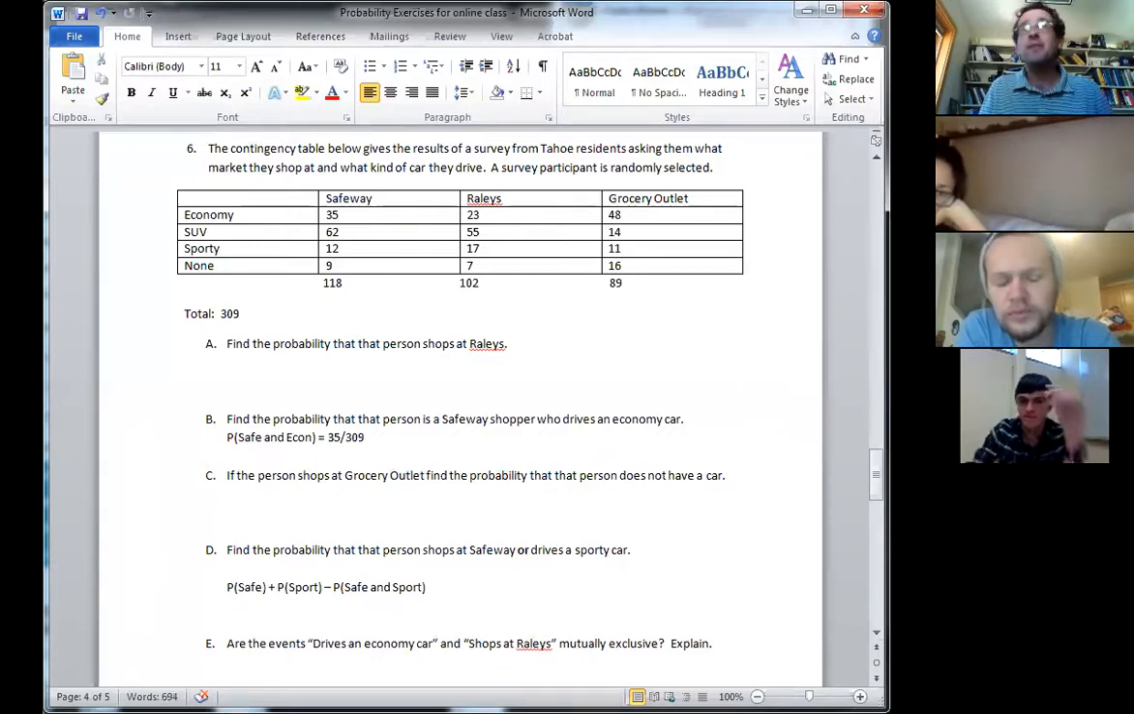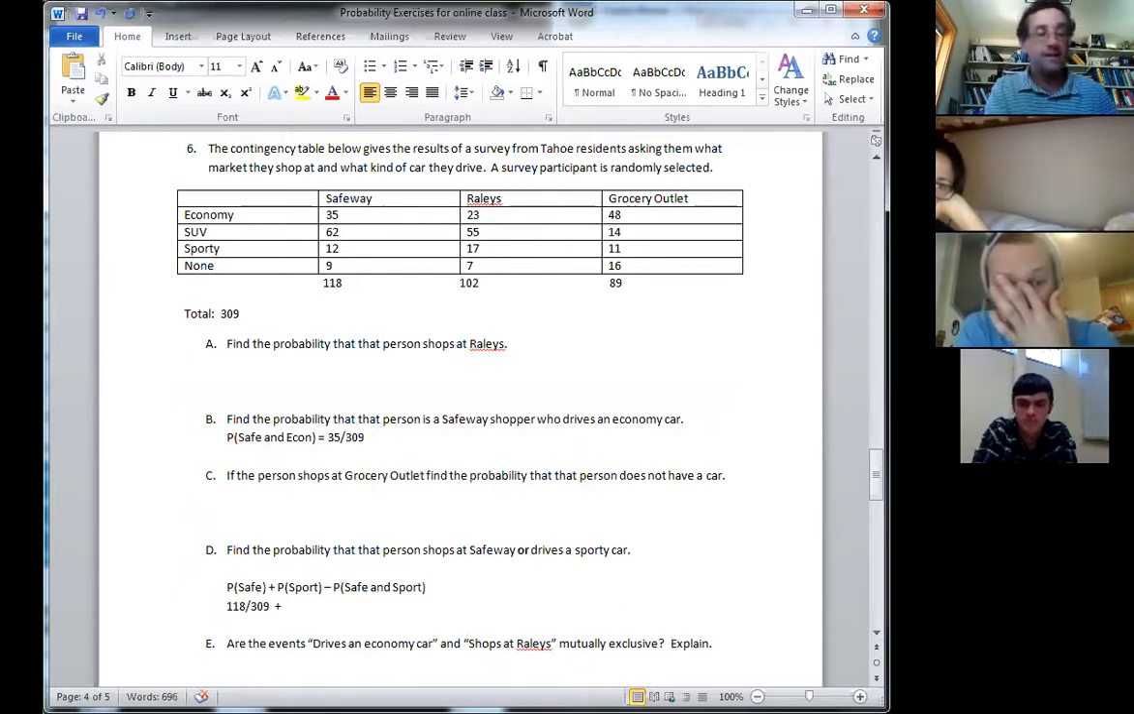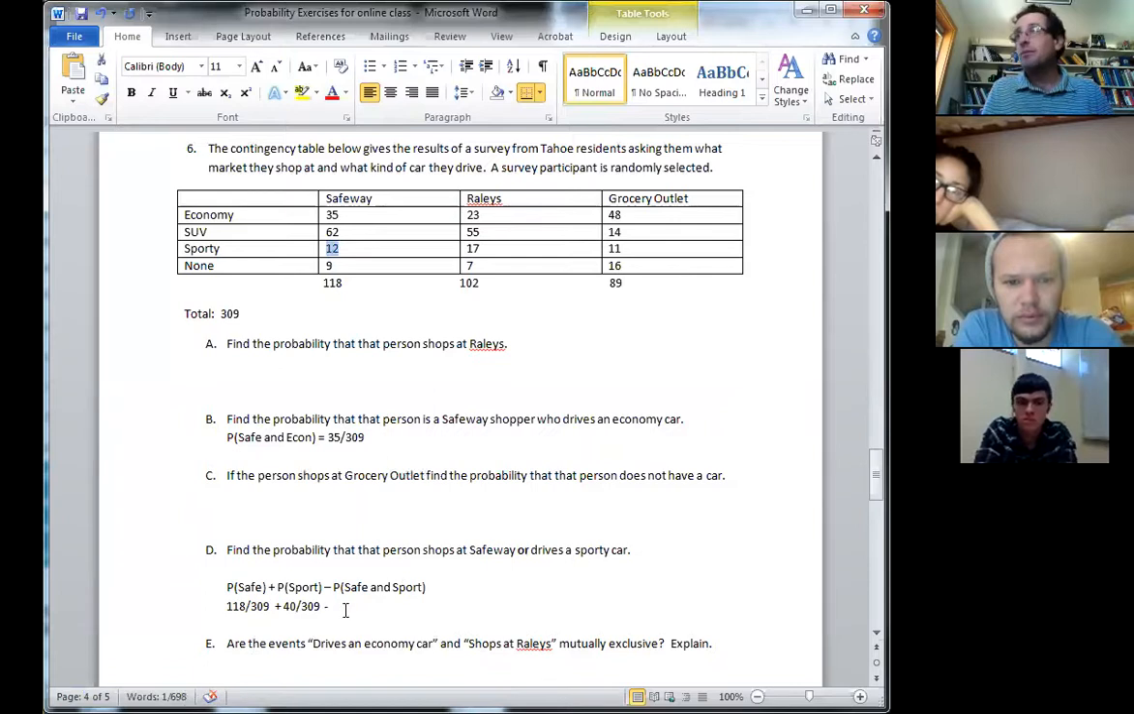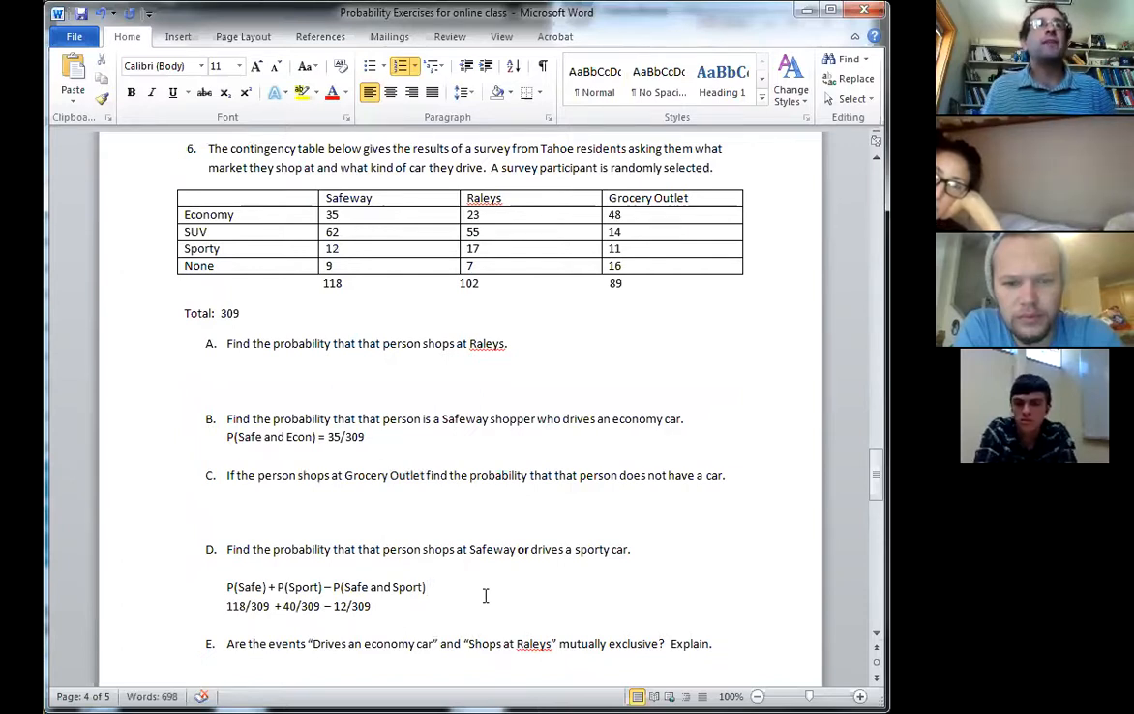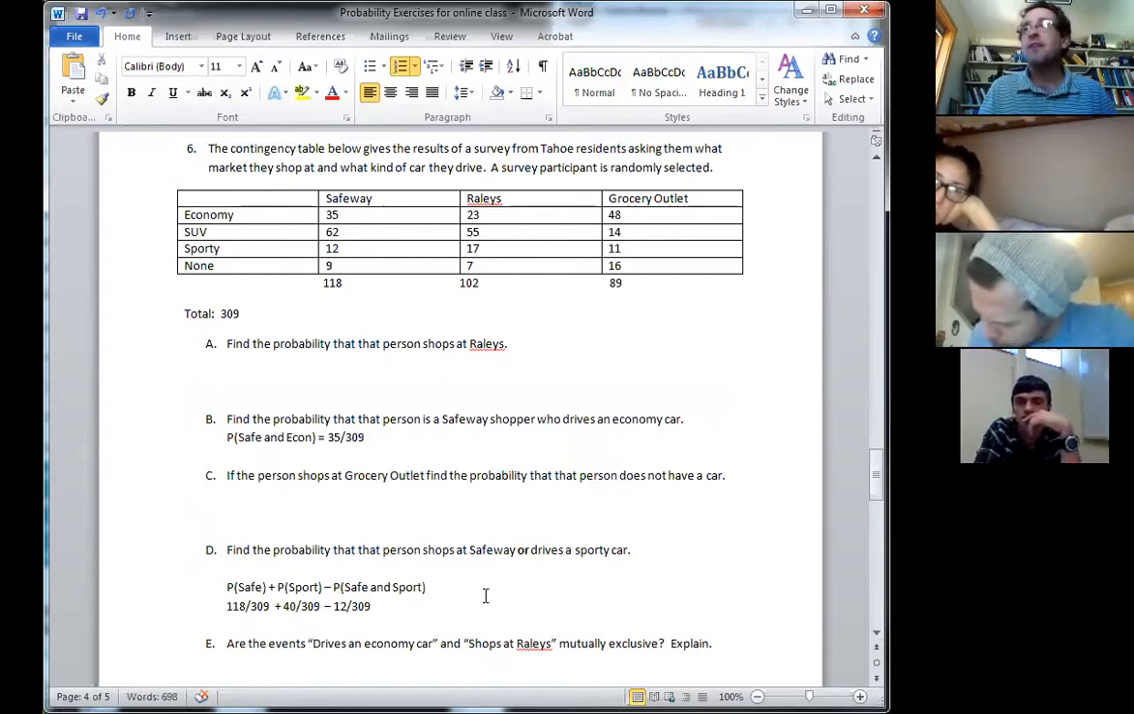This is actually much easier than you're making it, it turns out. I think I want to put in the answer. So it's 118 over 309, plus, and again, 12 plus 17 plus 11 is 40 over 309. And then minus, now we want Safeway and sporty, and there's 12 of them. So it's minus 12 over 309. Any questions on that? So Megan, do you see why it's not a multiplication? That only works if they're independent. It's actually easier than multiplying. It's just the 12 because that's how many were both. Any questions on this?